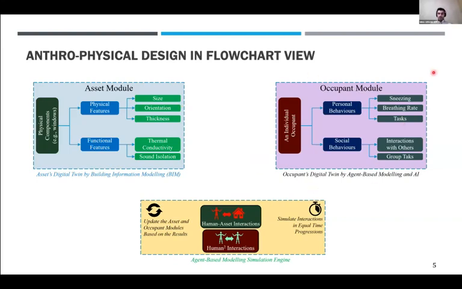Then we have the occupant module, or the digital twin of human, the anthropic aspect of the design. The social and personal behaviors are being stored. Sneezing, breathing rate, and what path they're taking are the personal ones, and the social ones can be the interactions with others, or group talks or meetings. And then they're combined into the simulation, and we are taking two things into consideration: the human-to-human interactions.